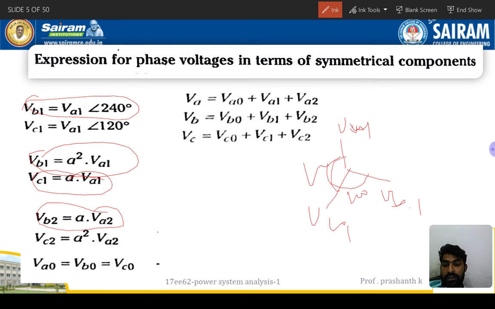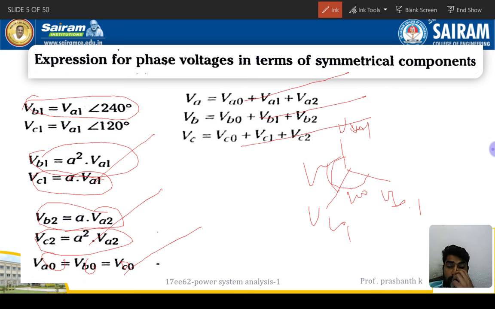So VB2 is equal to a VA2, VC2 is equal to a square VA2, and VA0, VB0, VC0 are equal. This is the zero sequence component. This is the positive sequence, negative sequence, zero sequence. This is the positive sequence component, negative sequence component, zero sequence component, the zero sequence symmetrical component. Okay.